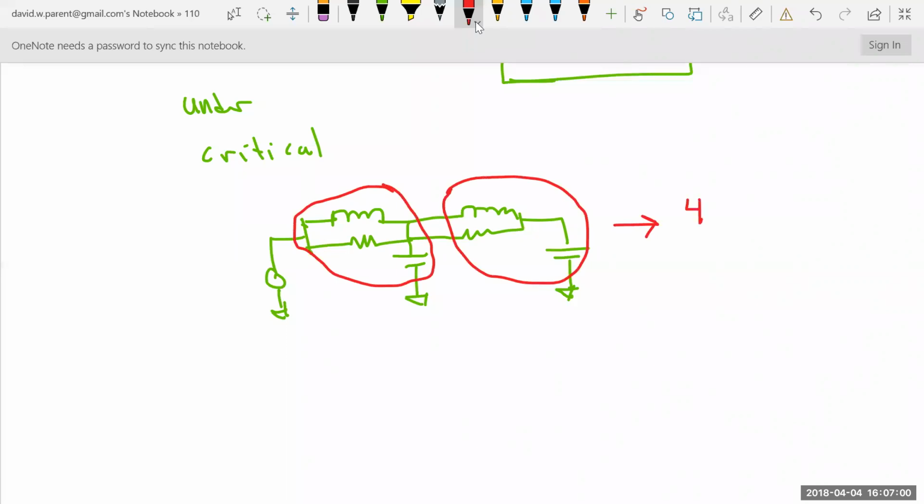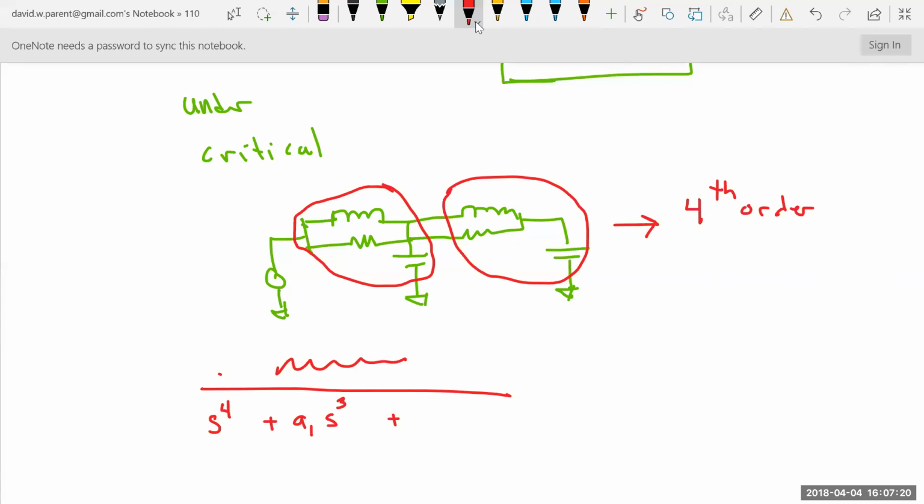But this whole circuit is fourth order. So ultimately, I'm going to have something on top, but I'm going to have s to the 4th plus a3 s to the 3 plus a2 s squared plus a1 s plus a0. And these are all going to be the values there. All right. Now you might ask yourself, can I ask you, is this over, under, or critical?